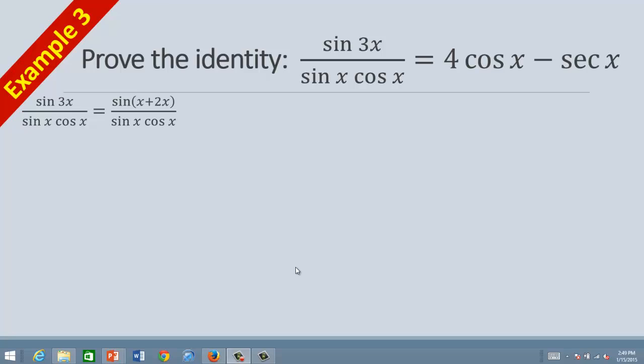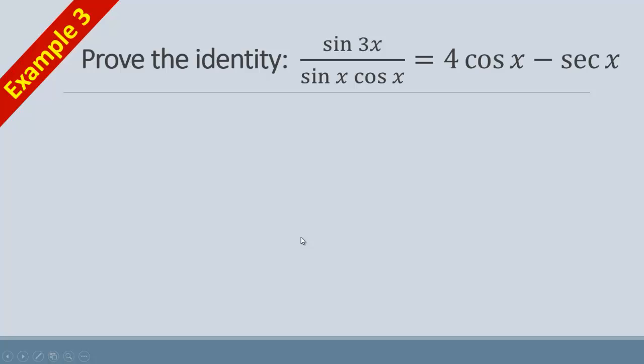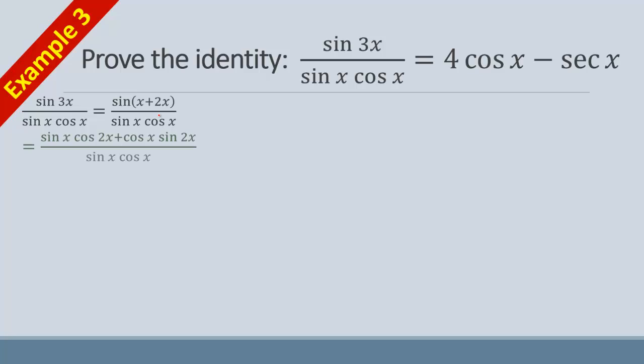Alright, so we've got the third example now. Let me go ahead and back up for a second. We need to prove the identity sine of 3x over sine of x cosine of x equals 4 cosine of x minus the secant of x. Alright, so to do this, I'm going to work the left-hand side.